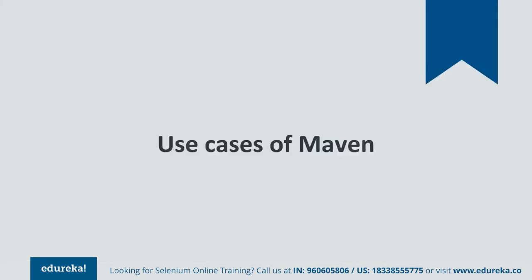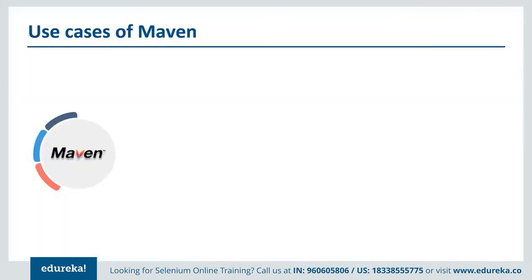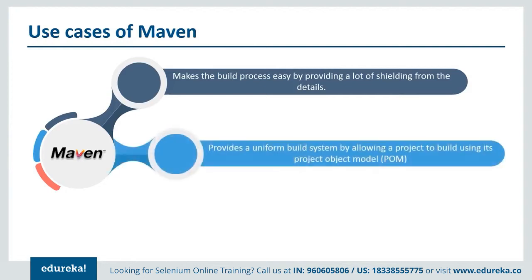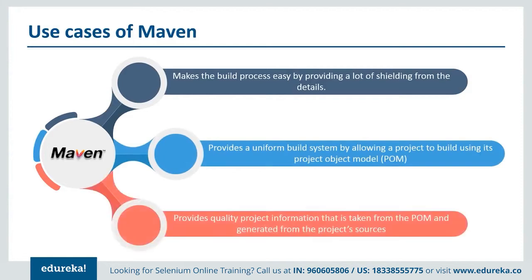Now let's take a look at their use case. Maven dependencies are easily available. You don't have to pay for any of the dependencies that are available, okay? So this makes the build process easy by providing a lot of shielding from the details, and it also provides a uniform build system by allowing the project to build using its project object model. And it also provides quality project information about the cross-referenced libraries and the list of other project dependencies. So this is about the use case of Maven.